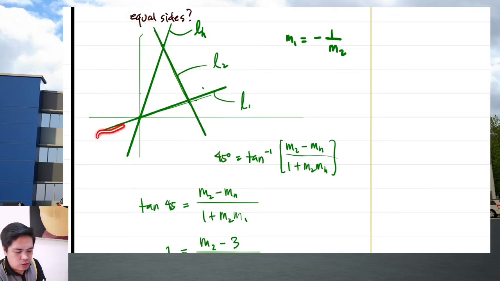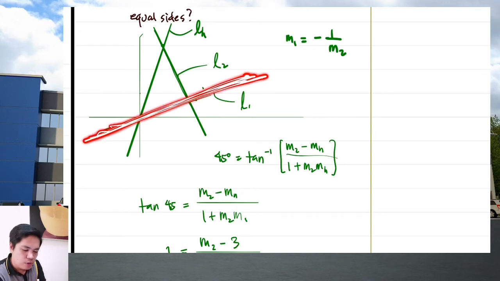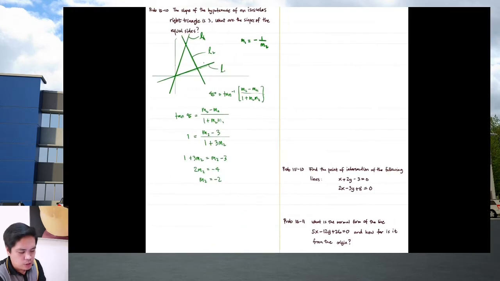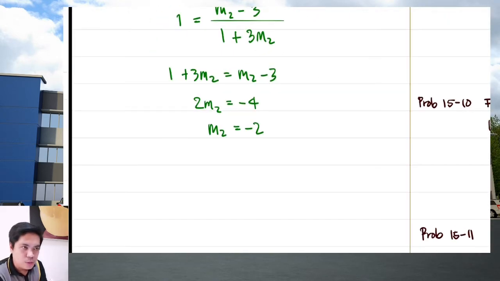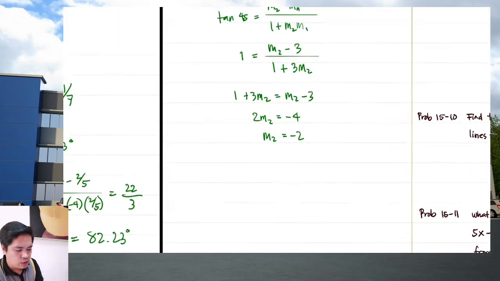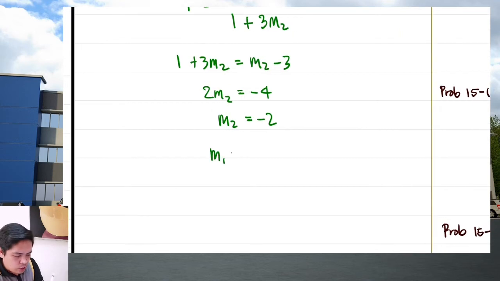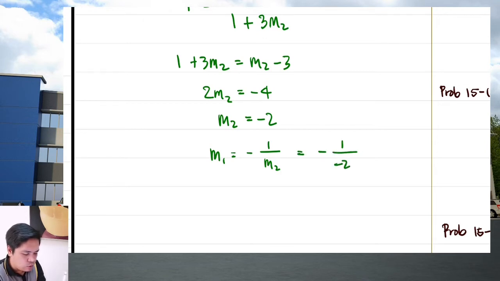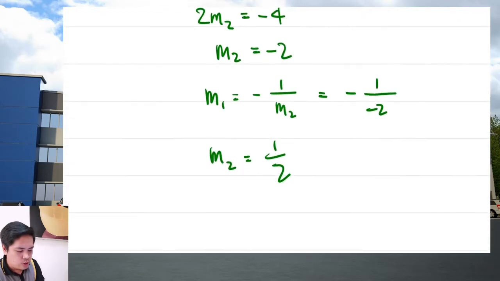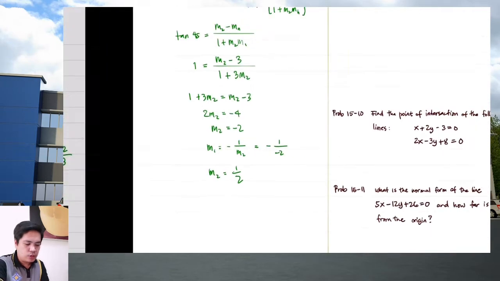So the slope of this line should be the negative reciprocal of this line because they are perpendicular. The negative reciprocal of the slope of line 2. So therefore M1, which is equal to negative 1 over M2, that's equal to negative 1 over negative 2. So M1 is just 1 half. So the slope of M1 is 1 half.